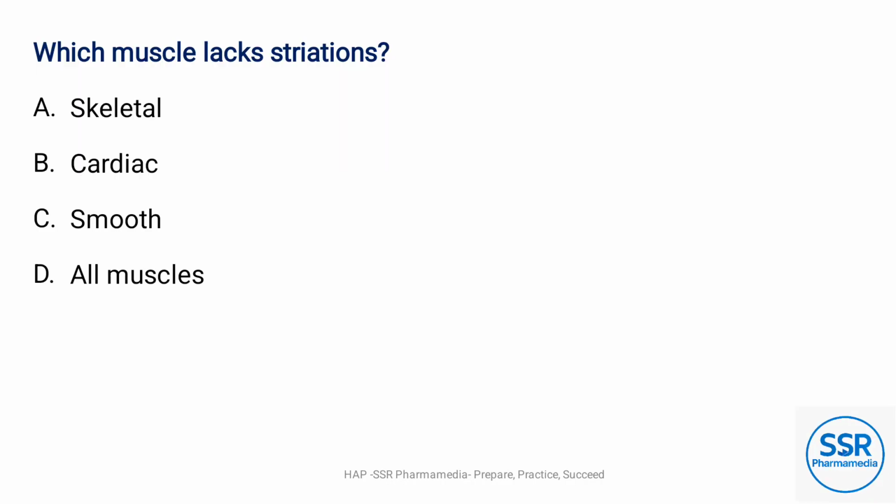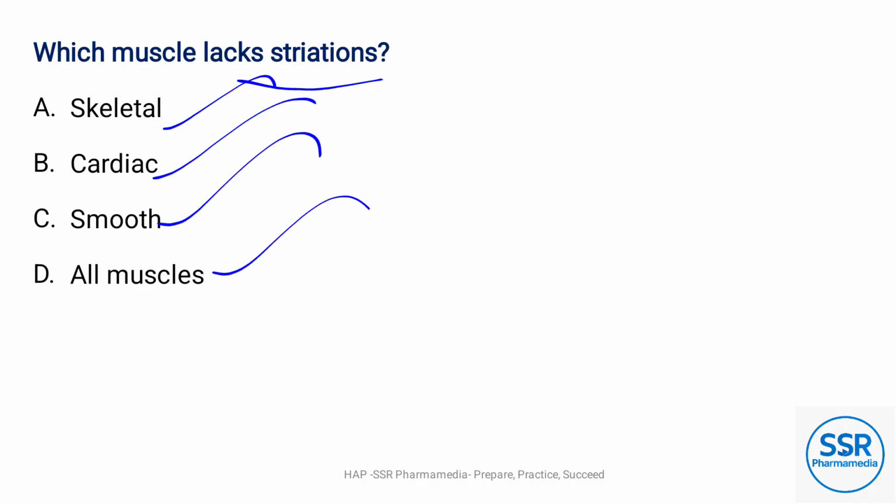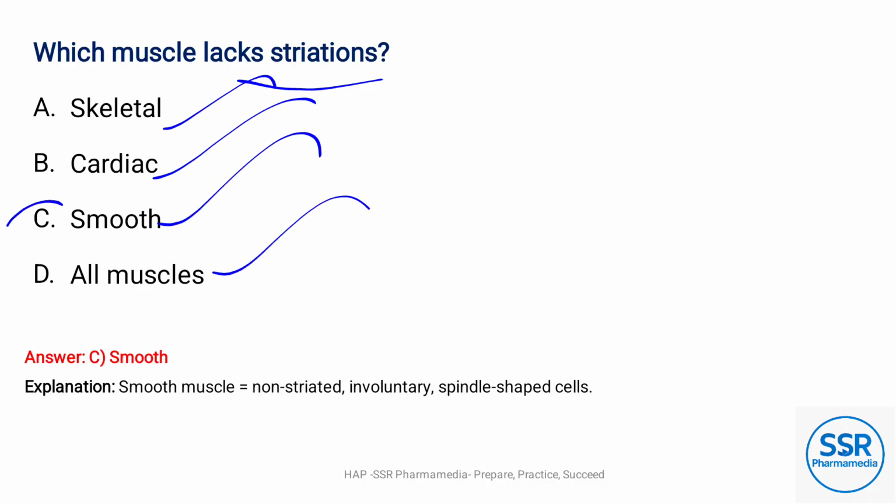The question: which muscle lacks striations? Option A, skeletal. Option B, cardiac. Option C, smooth. Option D, all muscles. So the answer is option C, smooth muscle. Smooth muscle is non-striated and involuntary, with spindle-shaped cells.